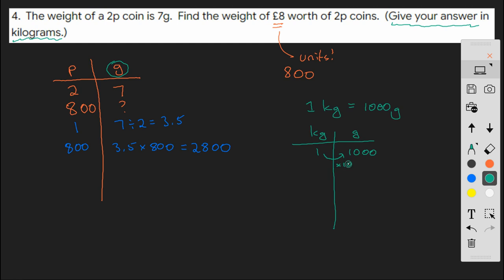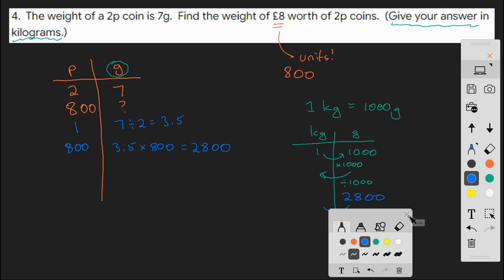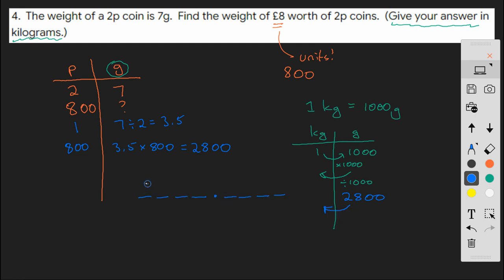So this is telling me to go in this direction, I'm multiplying by 1,000, which must mean that if I go the other way, I'm doing the inverse operation, which is dividing by 1,000. I have 2,800 grams here, which I need to convert into kilograms. Let's have a little reminder of dividing by 1,000 without a calculator.